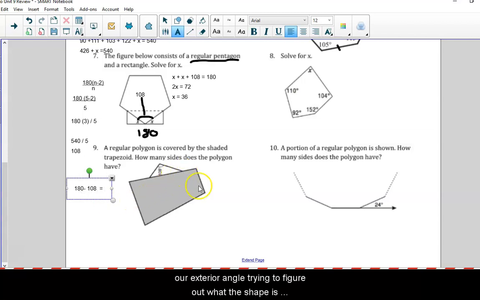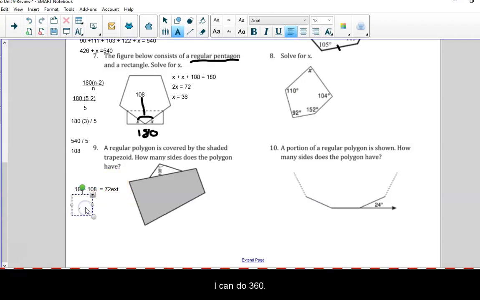We're trying to figure out what the shape is. There's a shape hidden underneath this trapezoid. We're going to figure out what it is. So 180 minus 108 is 72. Since that's the exterior angle, I can use that. That's very useful. I can do 360 divided by 72, and that's going to get me 5. So it's a pentagon. That's good. There you go.